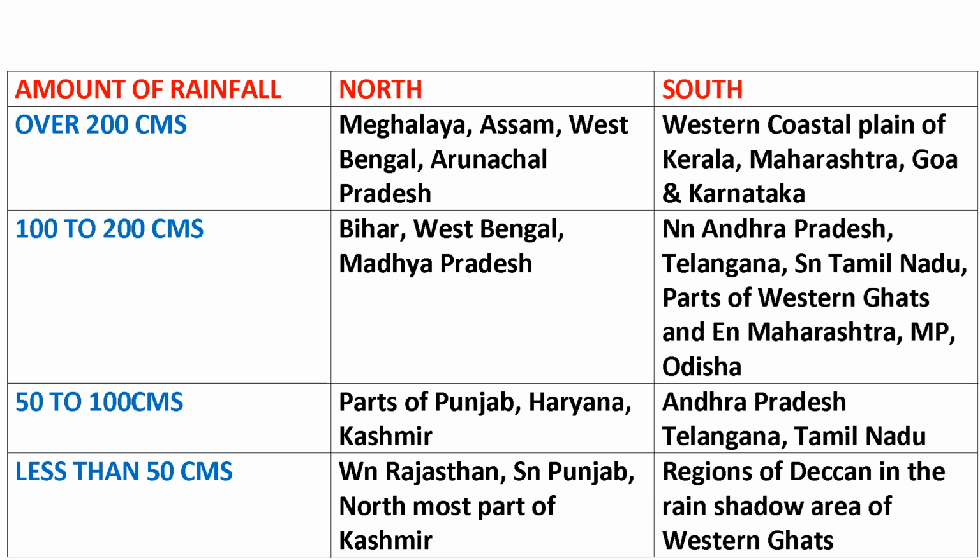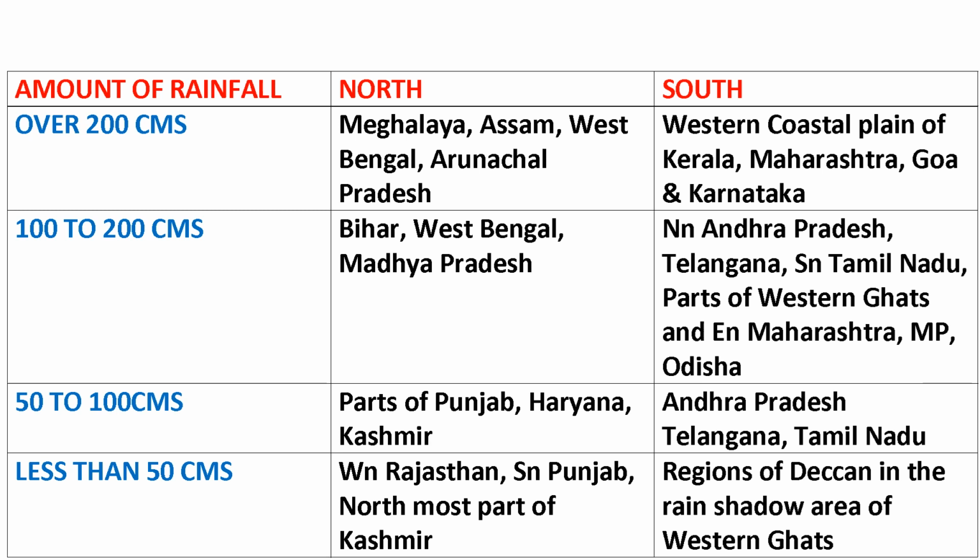Mawsynram in Cherrapunji receives the world's heaviest rainfall. Then the south of the Tropic of Cancer, that is, the western slopes of the Western Ghats, the windward side of the Western Ghats, the Konkan and the Malabar coast, receive heavy rainfall. The states are the western coastal plains of Kerala, Maharashtra, also coastal plains, Goa and Karnataka.